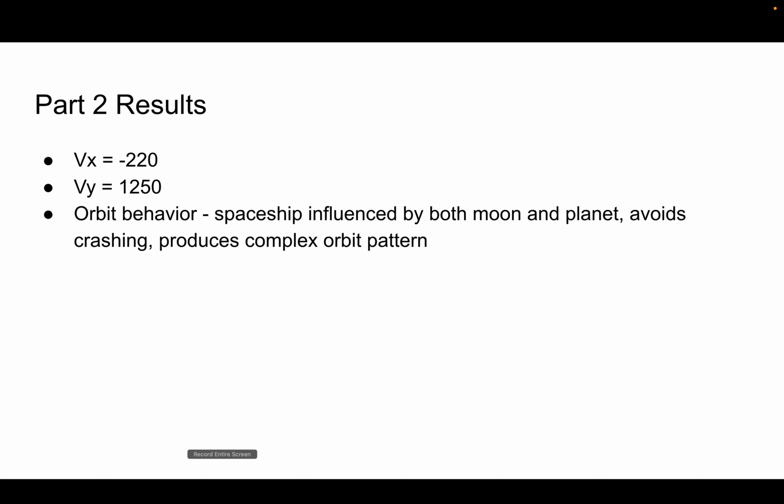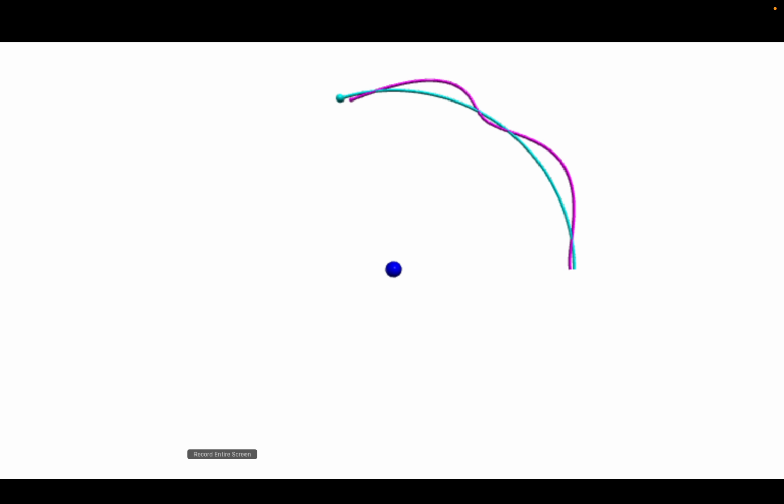To produce a complex orbit influenced by both the planet and moon, I experimented with different velocities. The velocity that produced a stable orbit was Vx equal to negative 220 meters per second and Vy equal to 1250 meters per second. With this velocity, the spaceship followed a curved path that was affected by the gravitational pull of both the moon and the planet.